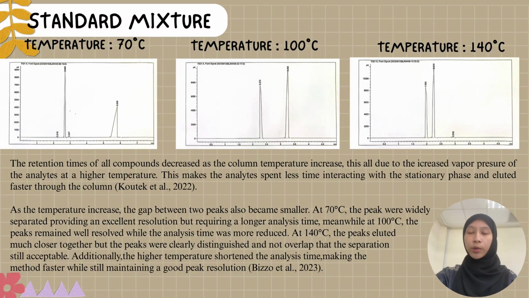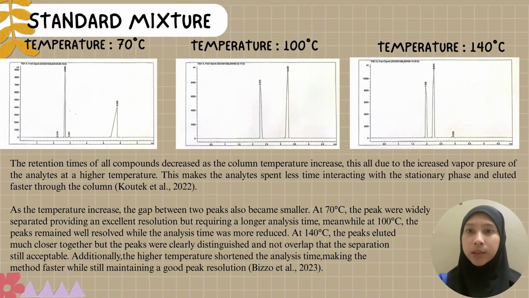This slide shows the gas chromatography results for the standard mixture at three different column temperatures, such as 70, 100, and 114 Celsius. As the column temperature increased, the retention time of both compounds decreased. At 70 Celsius, the two peaks appeared at 2.67 minutes and 5.81 minutes. At 100 Celsius, the retention time decreased to 2.27 minutes and 3.28 minutes, while at 114 Celsius, they further decreased to 1.95 minutes and 2.2 minutes.